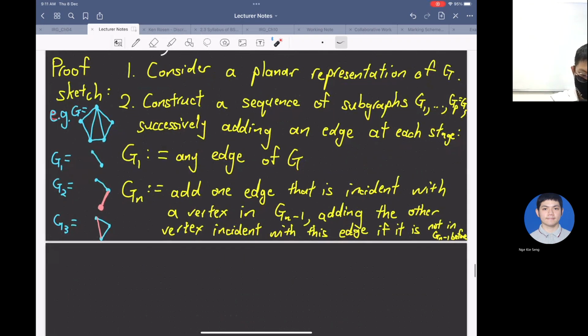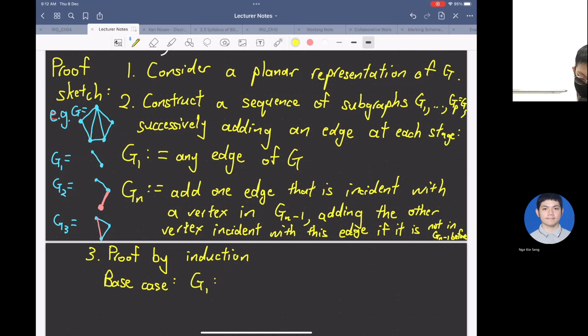So next, we will prove this theorem by induction. So induction, we start from base case. Okay, so what's base case?